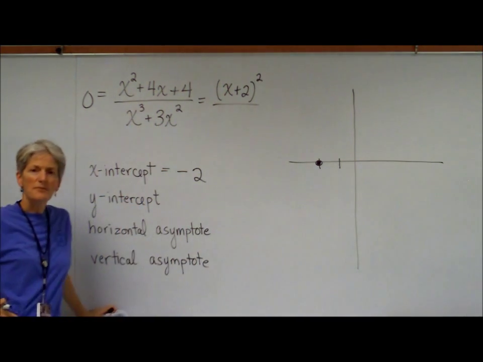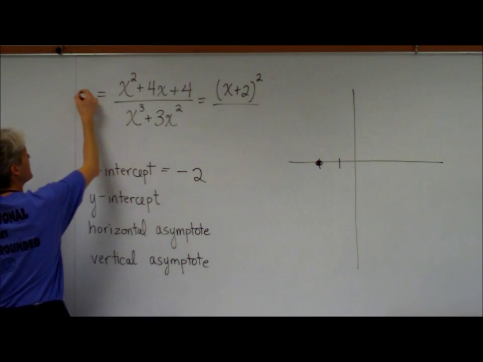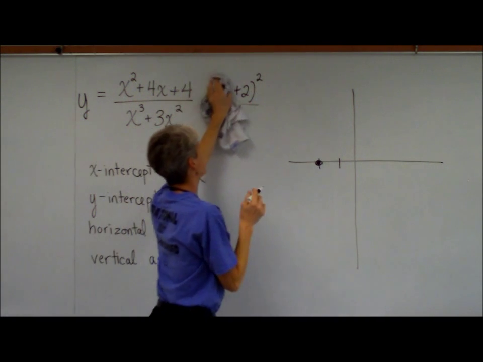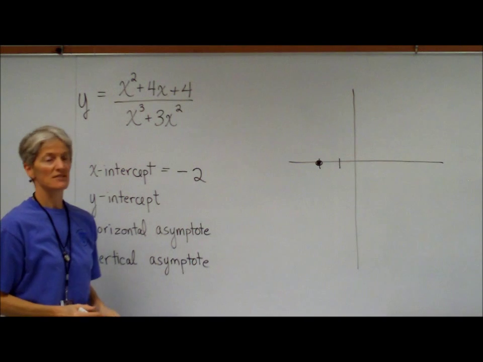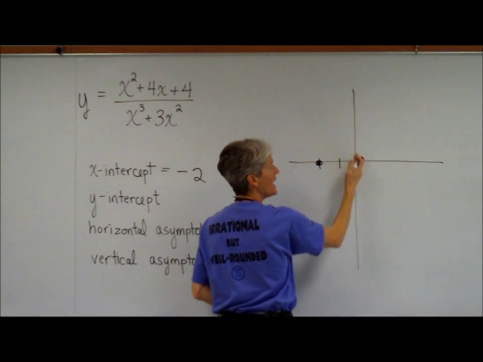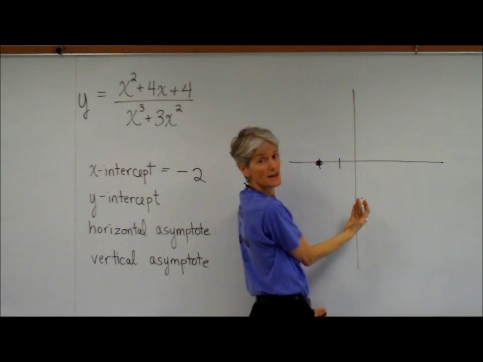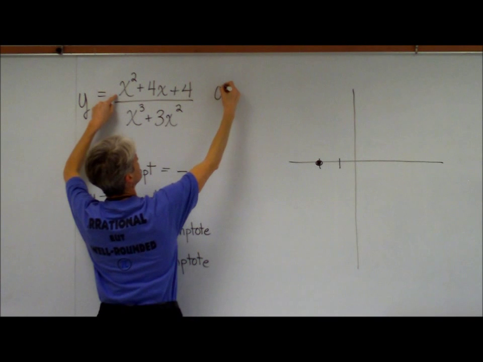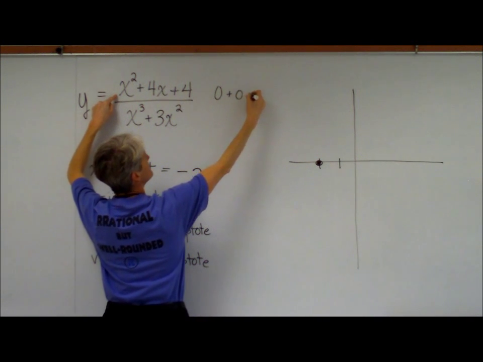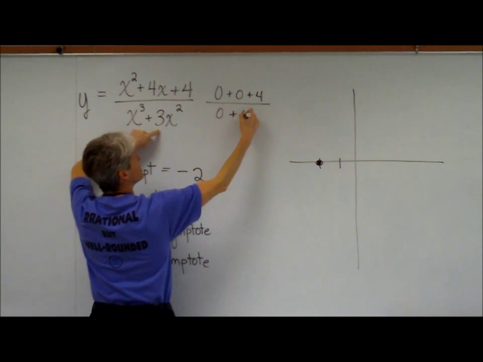Okay. Y-intercept is when we now want to plug in 0 for x, because that's where it crosses the y-axis. And what is the value of x when we're touching the y-axis? 0. Okay, sure. So here I go. 0 squared plus 4 times 0 plus 4, over 0 cubed plus 3 times 0.